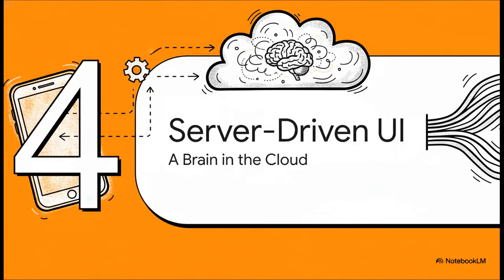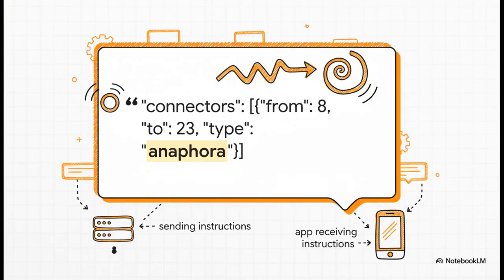Okay, but here's what I think is the truly genius part. It's not just how these things are drawn, it's about what tells the app to draw them in the first place. You'd probably think all this complex logic lives right inside the app, right? Well, in one of the most powerful design choices here, the app itself is actually just a powerful renderer. The real brain is in the cloud. See, the server sends a super simple set of instructions to the app in a format called JSON. You can think of it like a recipe. This little snippet here, for example, is basically telling the app, hey, draw a connector, an anaphora type, from word number 8 to word number 23. That's it. Just simple, clear instructions.